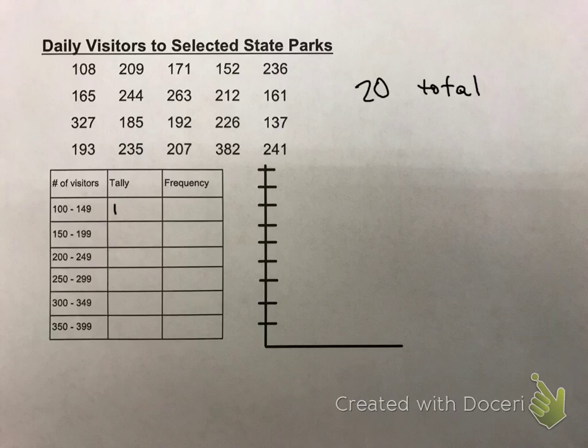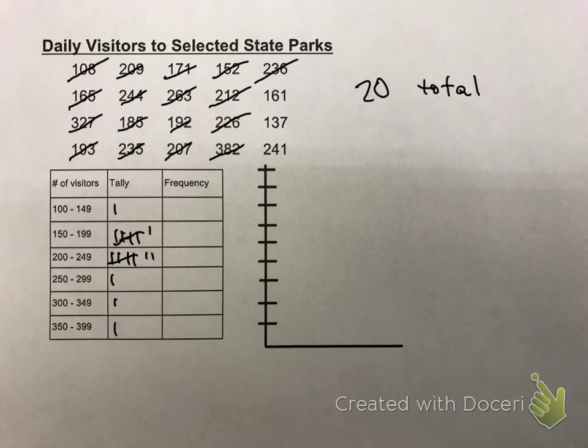So 108, that would go in this category, so we're going to put a tally there. 165, 327, 193, 209, 244, 185, 235, 171, 263, 192, 207, 152, 212, 226, 382, 236, 161, 137, and 241. So now we have put all of those tallies in place.